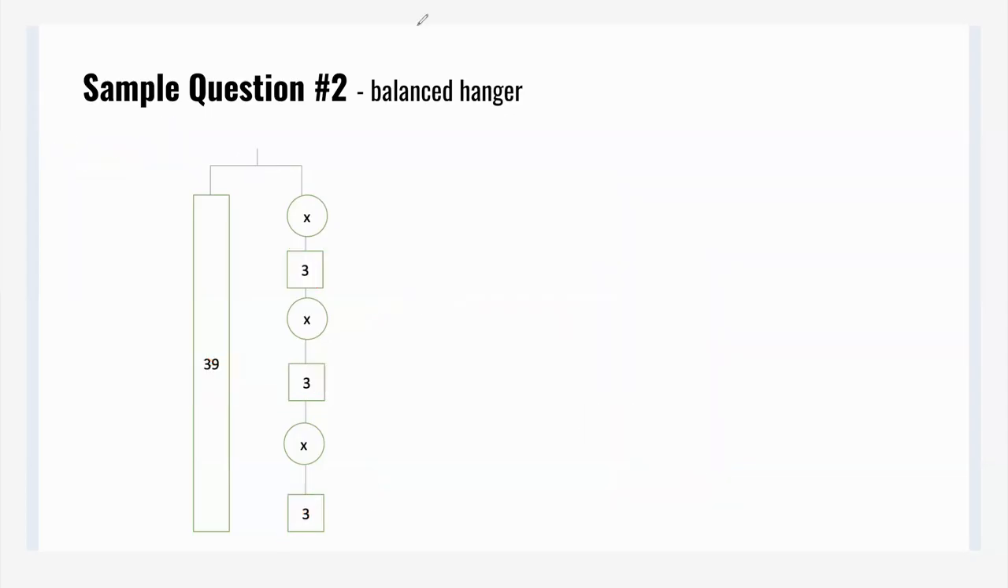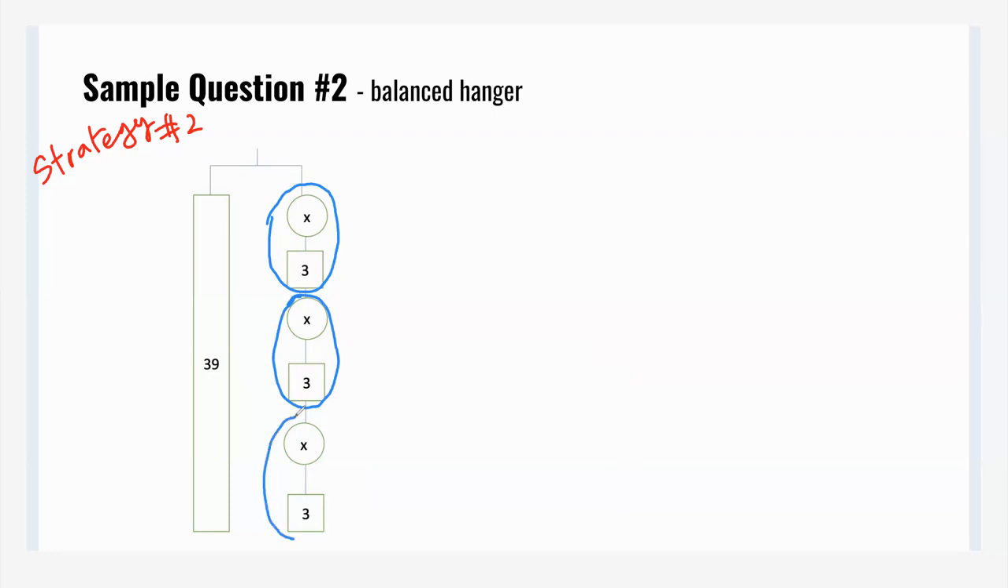All right, let's go ahead and use strategy number 2. I notice that on my right side of my hanger, I can group these into 3 boxes right here, or 3 groups. In each group, we have the same things inside. Each group, we have an x, we have a 3. I notice I can make exactly 3 groups.